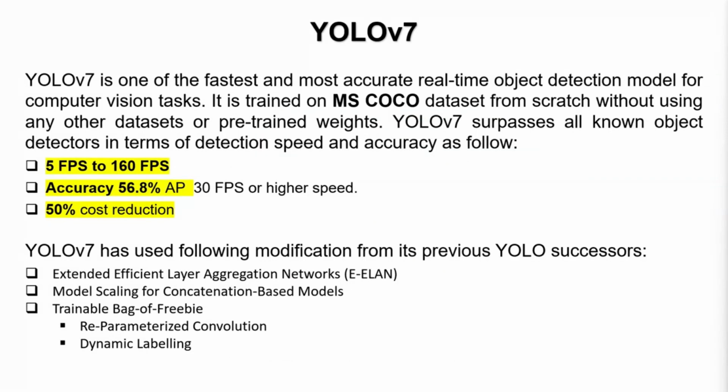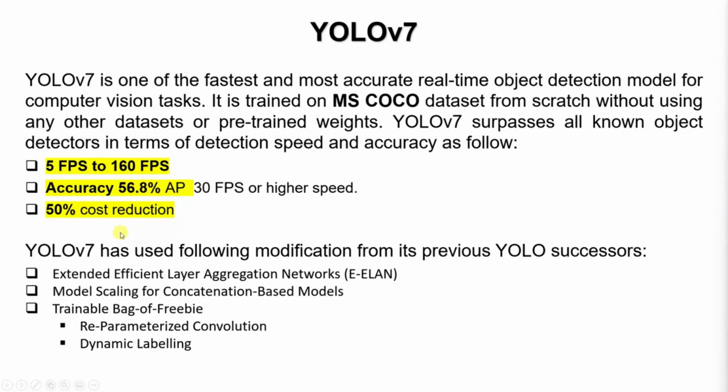Now the state-of-the-art YOLO detector is YOLO version 7. YOLO version 7 is one of the fastest and most accurate real-time object detection models for computer vision tasks. It is also trained on the MS COCO dataset from scratch, and it surpasses all the other detectors in terms of speed, giving 5 frames per second to 160 frames per second, and in terms of accuracy for faster detectors, giving an accuracy of 56.8 AP, and the cost of processing is also reduced by up to 50%.